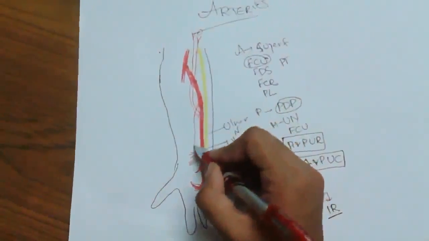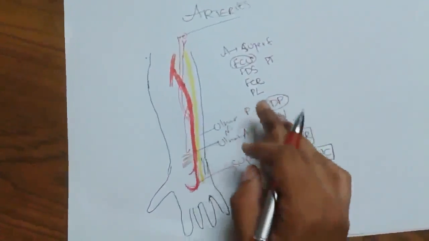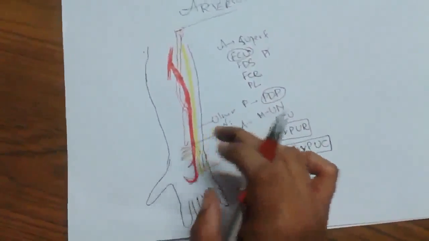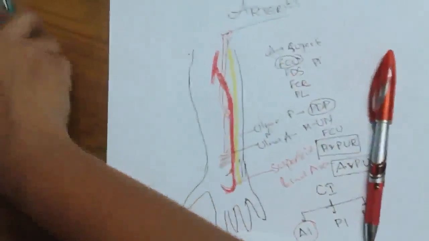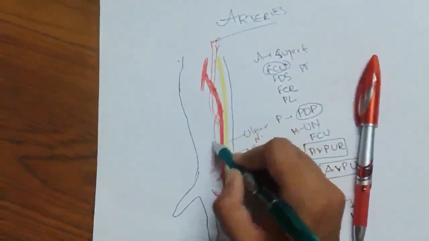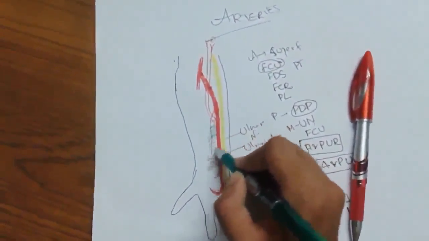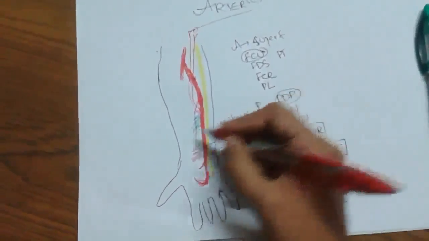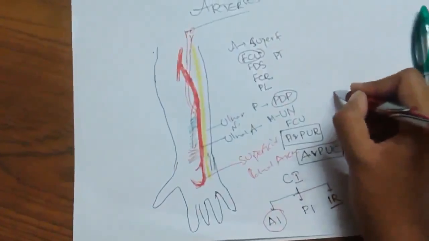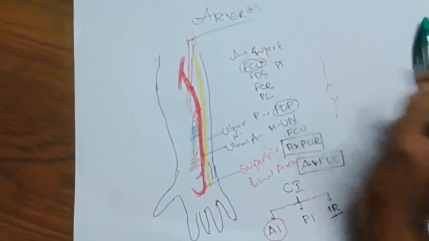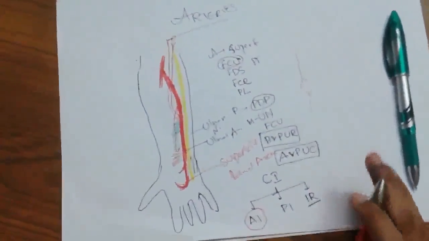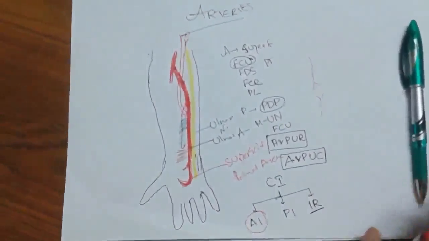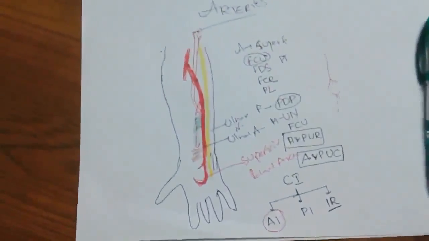In front of the pronator quadratus, it just pierces the interosseous membrane and then enters the posterior compartment. Whenever it pierces the interosseous membrane, it enters the posterior compartment. In the posterior compartment, it goes like this, and it anastomoses with the posterior interosseous artery. The posterior interosseous artery, the total thing you will be learning in the posterior compartment.